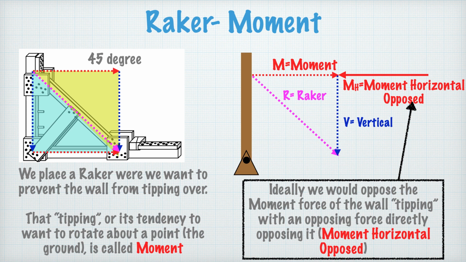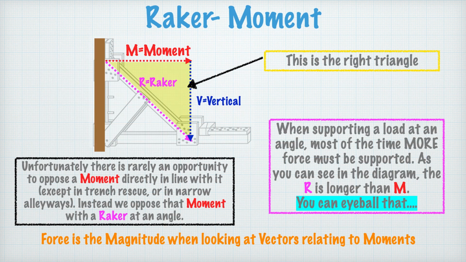And so the most ideal way to do that would be to apply an immediately opposing moment force from a horizontal plane, parallel with the original moment force, that would oppose that. That would be the most optimal way to oppose it. Unfortunately, we rarely find the opportunity to oppose that moment directly in line with it. A couple of places where you can do that is in trench rescue, where our struts are parallel or in line with that moment force, or in a very narrow alleyway where maybe we shore an unstable building to the adjacent building.